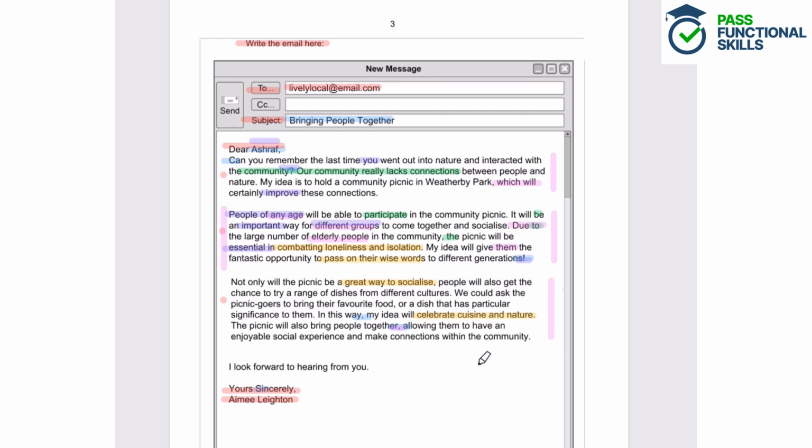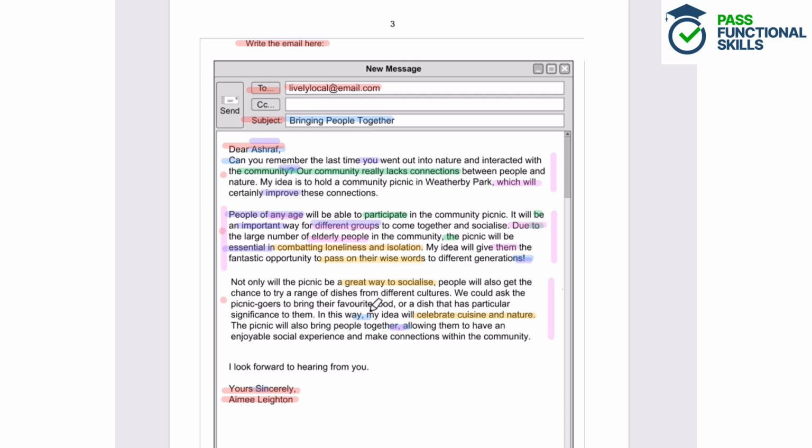The final thing that we need to consider is joining up lots of different ideas to make some longer sentences in our answers. So you should always use a variety of sentence lengths whenever you're writing an answer in your exam. This will make it really interesting and easy for the reader to understand. Longer sentences will show that you can make connections between multiple ideas and pieces of information.